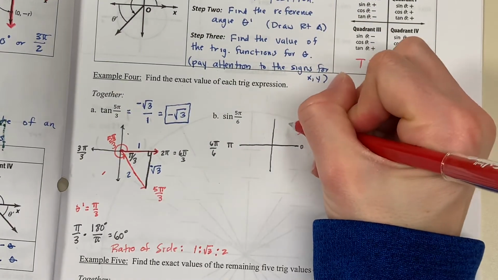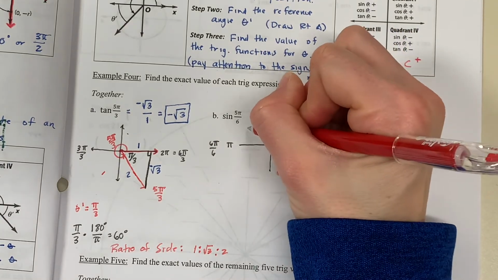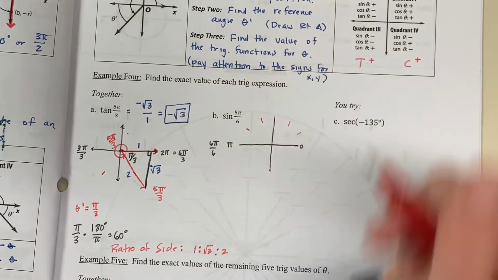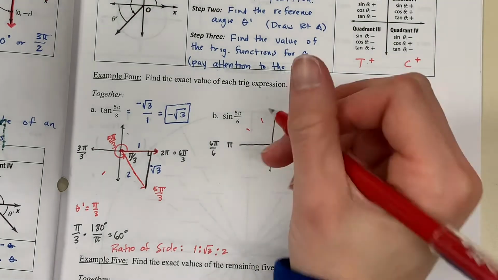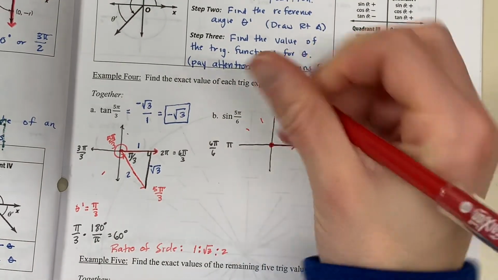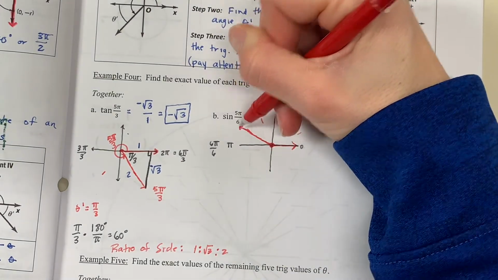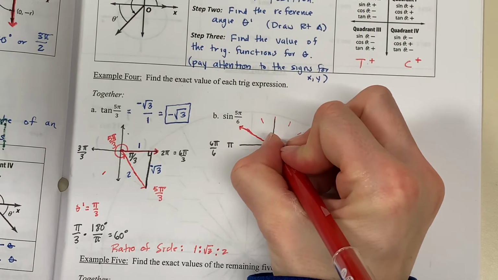So I have 1 pi over 6, 2 pi over 6, 3 pi over 6, 4 pi over 6, 5 pi over 6, 6 pi over 6. So my angle in standard position is located in quadrant 2 at 5 pi over 6.